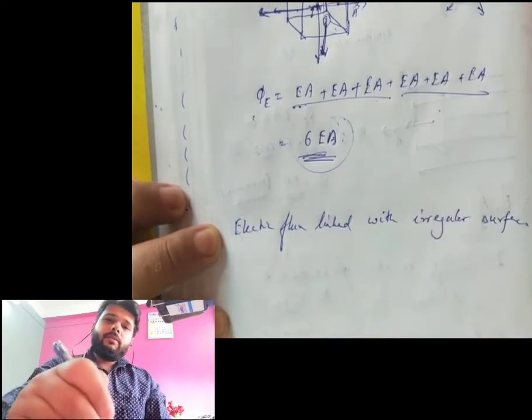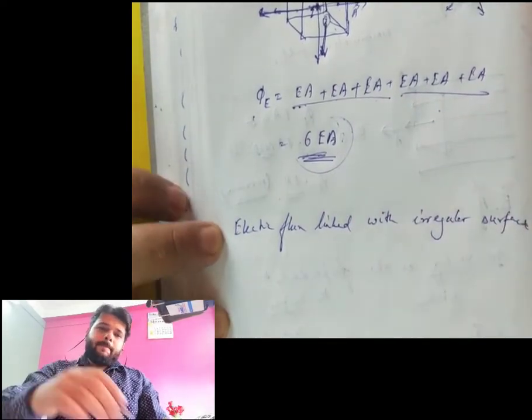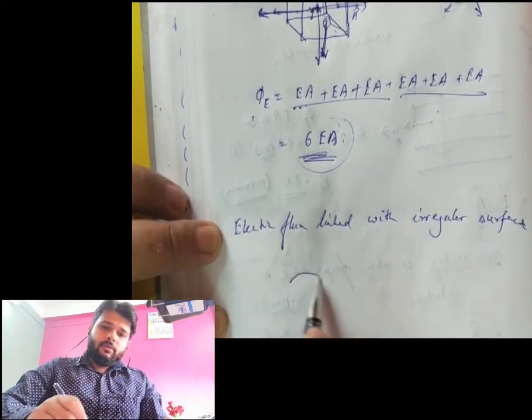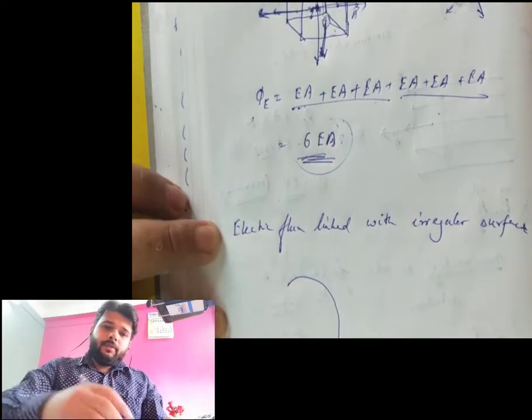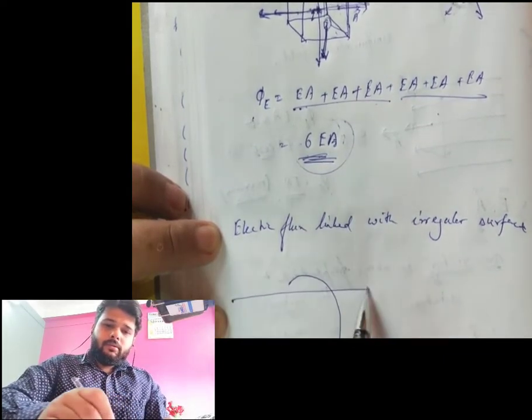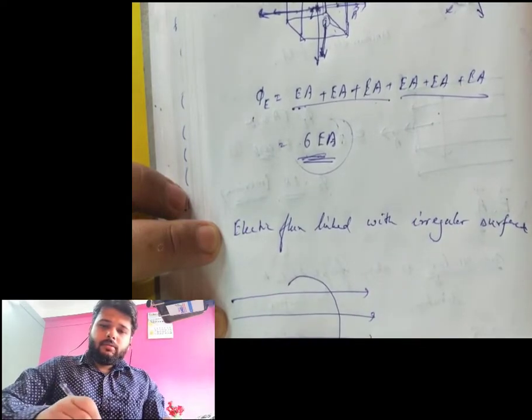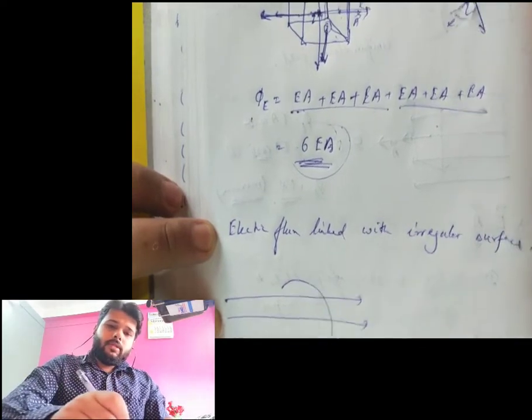Okay, irregular surface. Now suppose the surface is somewhat of this shape. And this is the electric field E.